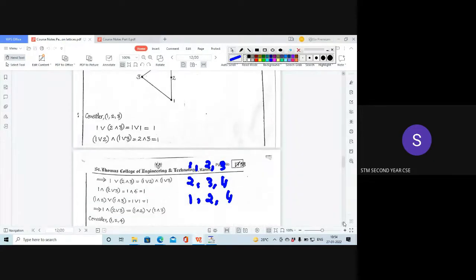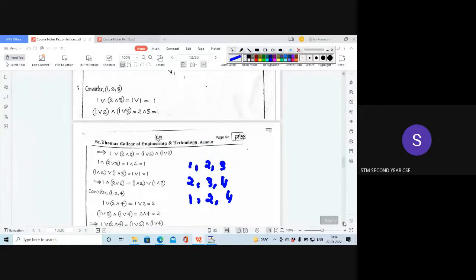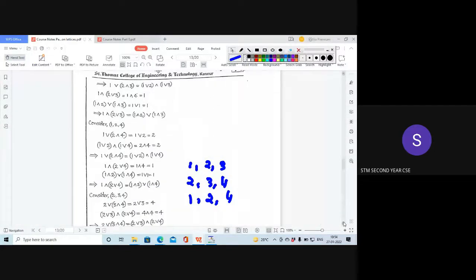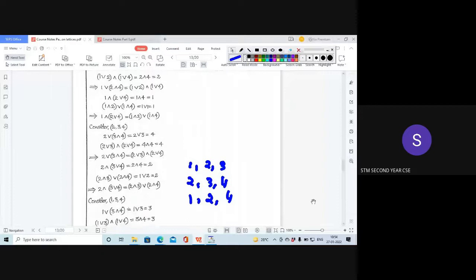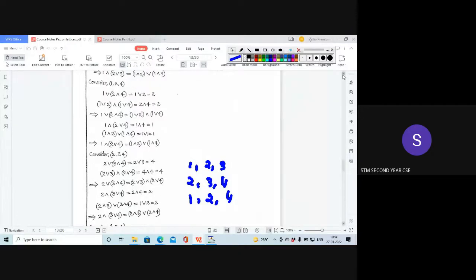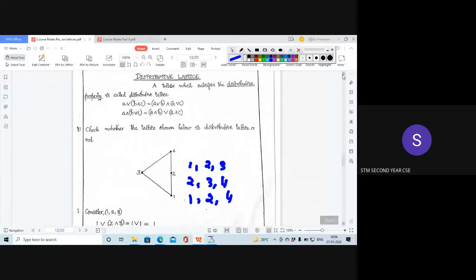1, 2, 3. They have 1, 2, 4. Then 2, 3, 4. And the last one is 1, 3, 4. Okay. These are the four possible combinations.